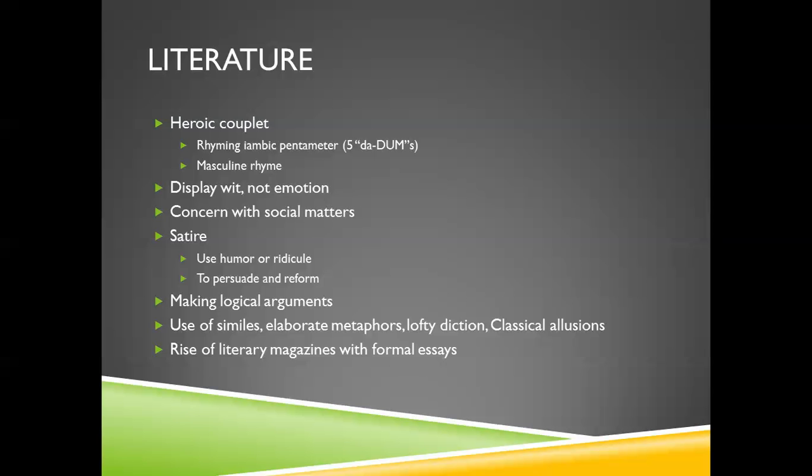Literature displayed wit, not emotion, and that usually created a detached, urbane tone. Literature was concerned with social matters, and this funnels into the next idea of satire. Satire implies some ideal standard, either human, social, or political, that the author believes man should adhere to. Satire's intention is to use humor or ridicule to persuade and reform. Satire must have a target and state some degree of criticism as well as reform options.